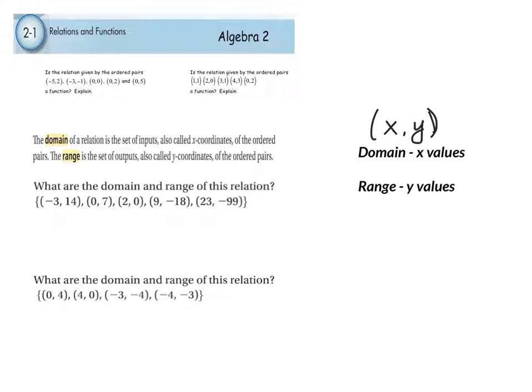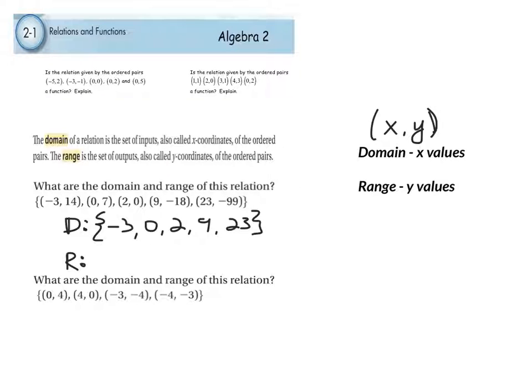For this question, it says, what are the domain and range of this relation? We're going to put down here D for domain and R for range. And I'm going to put a brace here. You don't have to put that there if you don't want to. If you just want to list the numbers, that's perfectly fine. I put the fancy brace. And right now, I am looking at the x values, the very first numbers of the ordered pairs. That's my domain. So I'm going to list this out. I've got -3, 0, 2, 9, and 23. That's the domain of this relation, of this set of ordered pairs.